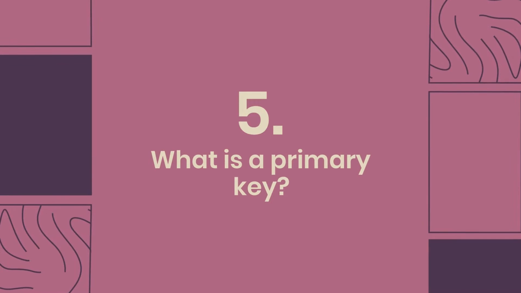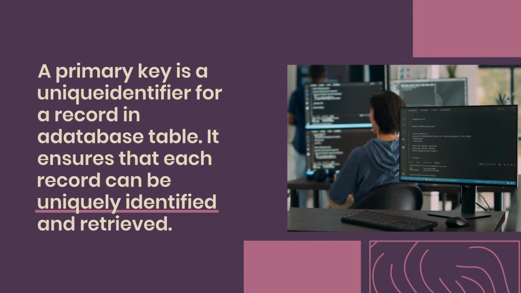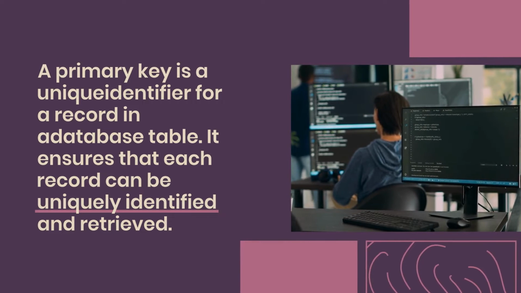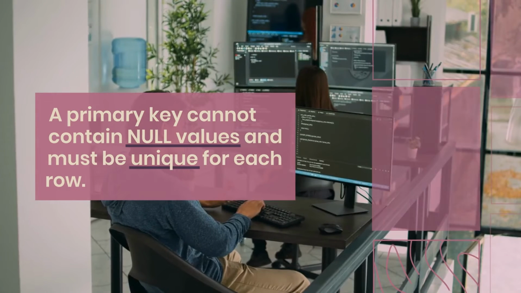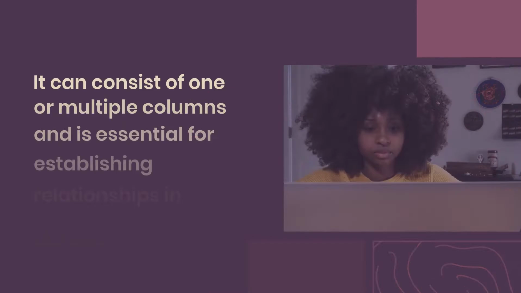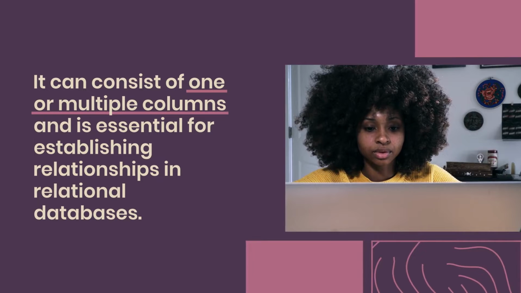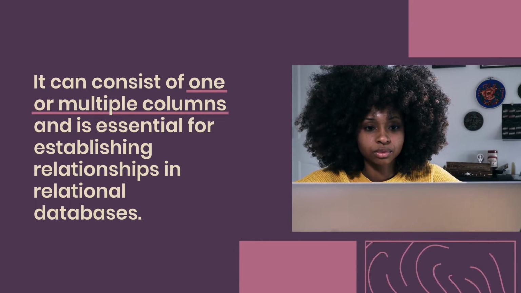5. What is a primary key? A primary key is a unique identifier for a record in a database table. It ensures that each record can be uniquely identified and retrieved. A primary key cannot contain null values and must be unique for each row. It can consist of one or multiple columns and is essential for establishing relationships in relational databases.